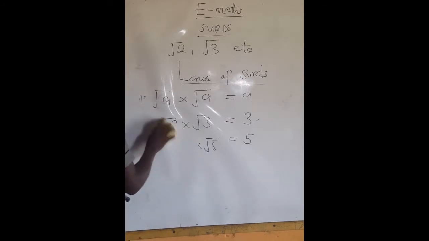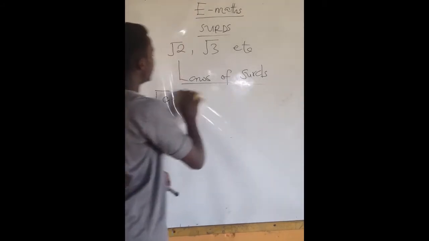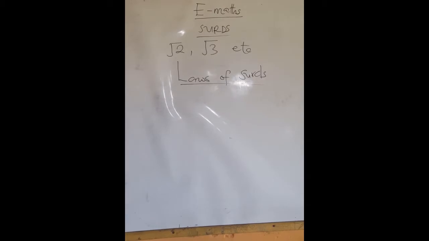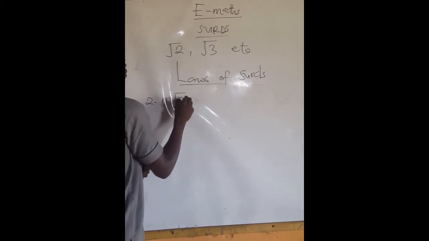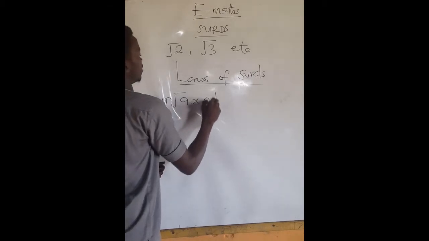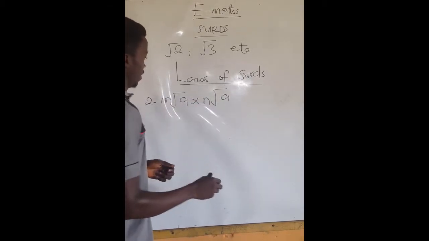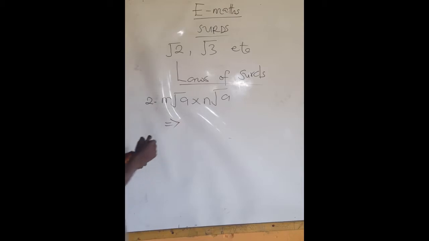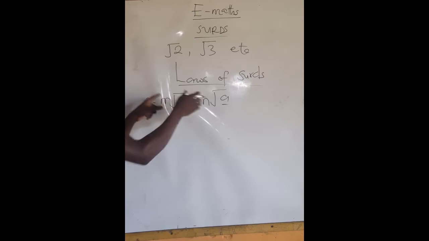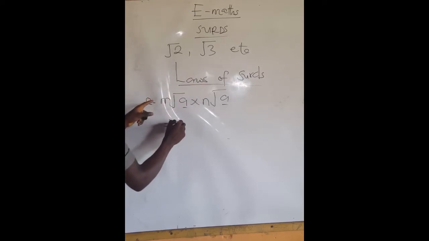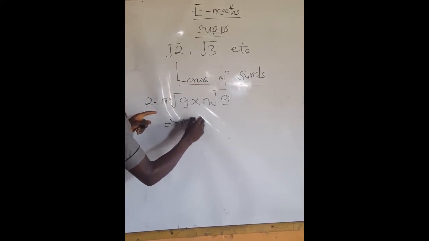Let's take our second law. For the second law, we have m multiplying root of a times n multiplying root of a. This is the way we are going to simplify it. Since we have the same numbers in the square root, what you do is you multiply the numbers or the variables outside the square root. So we are going to get m times n.